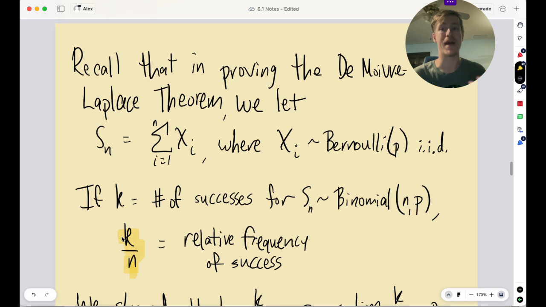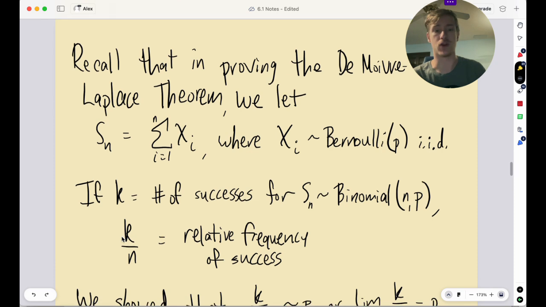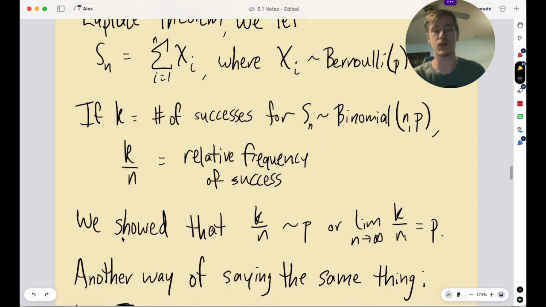or you can think of it as the experimental probability. And what we showed in proving the de Moivre-Laplace theorem is one of the assumptions was that k over n, the experimental probability of success, was asymptotic with the theoretical probability of success, p. So we showed it for this very specific case. We showed that the limit as n approached infinity of k over n was equal to p.